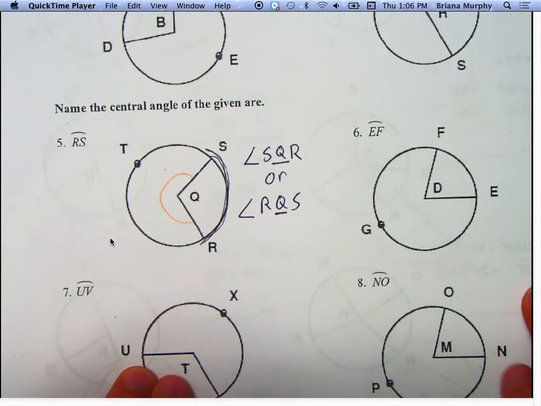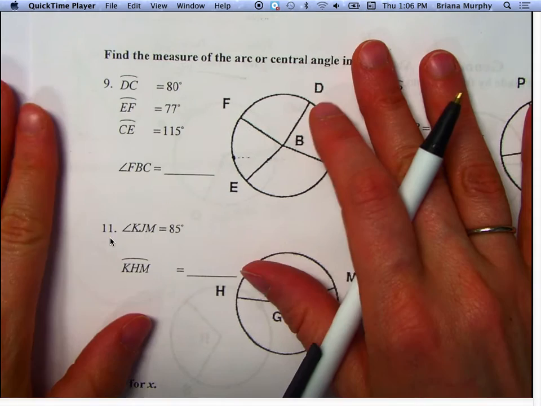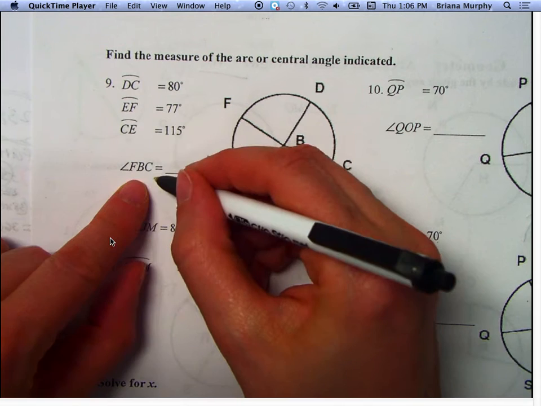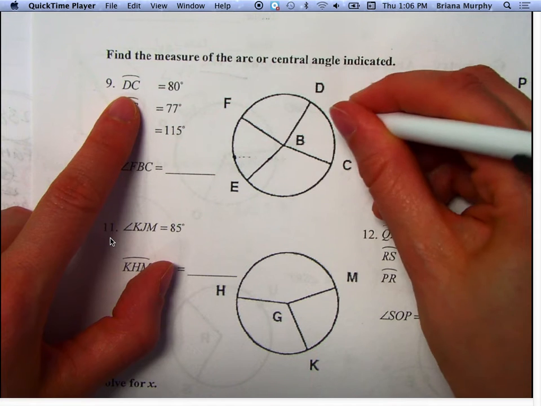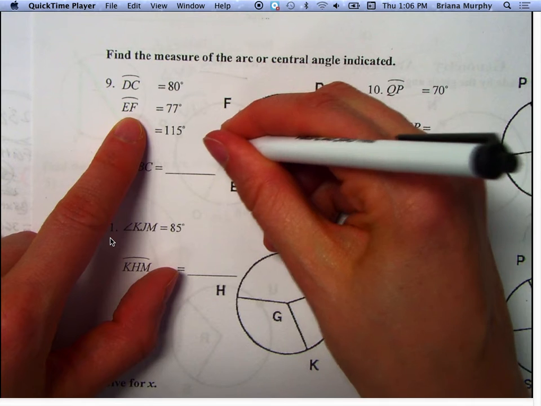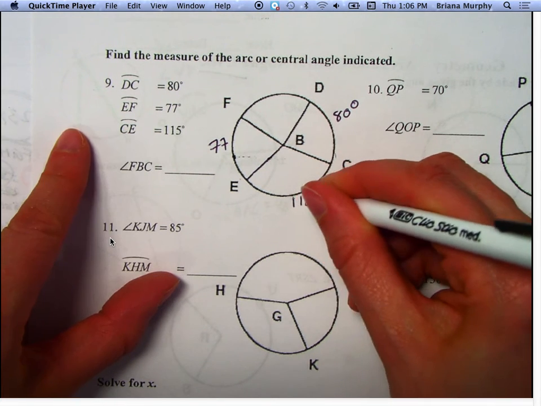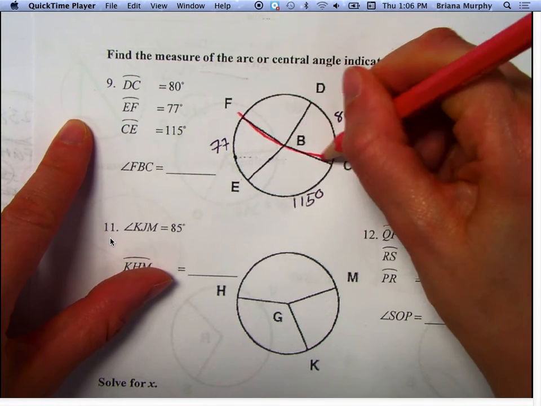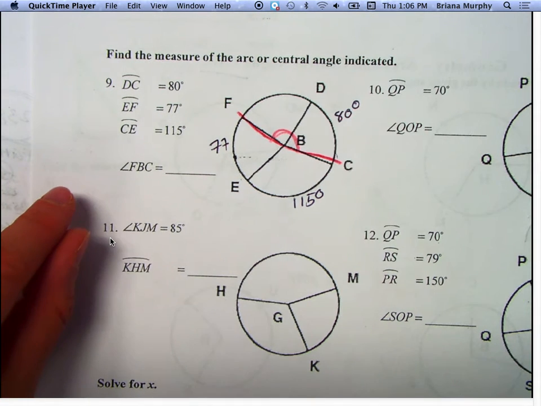All right, let's turn it over and look at the harder ones in the back. Number 9. We're going to find this unknown angle, FBC. We know that D to C, this arc is 80 degrees. We know E to F is 77. And we know C to E is 115. I want to know this angle right here, F, B, C, this whole angle.